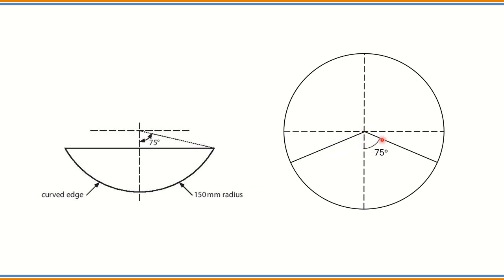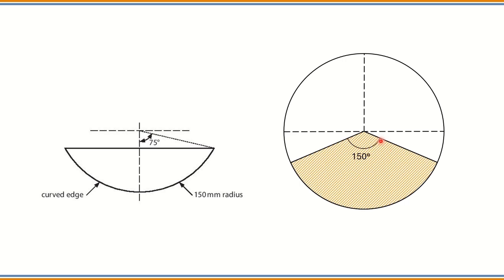Half of the sector has an angle of 75 degrees, but if we consider both parts, the angle is going to be 150 degrees. So we need to calculate the length of an arc that is part of a sector that has 150 degrees and a radius of 150 millimeters.